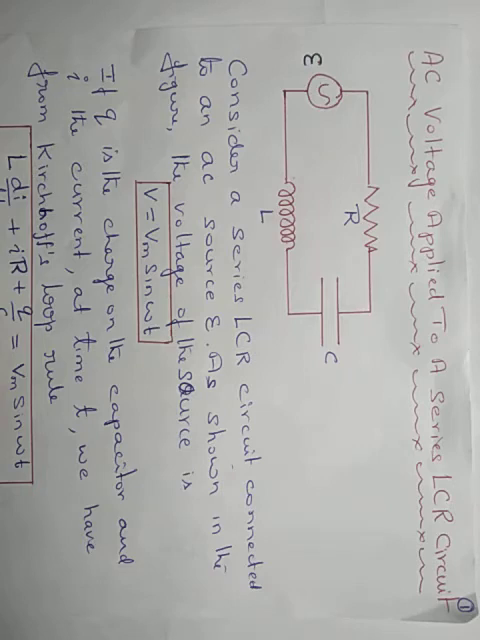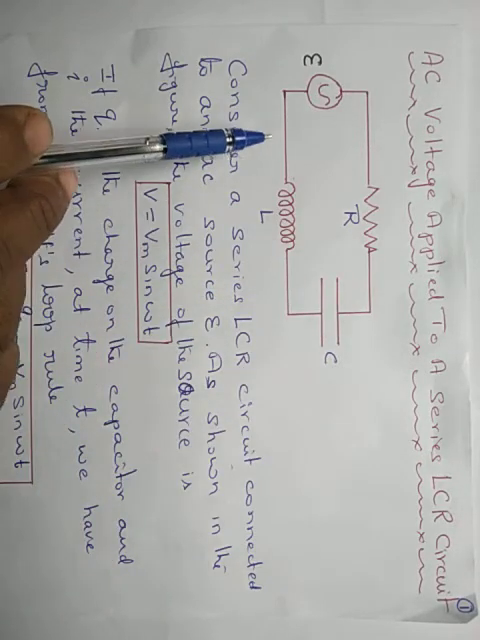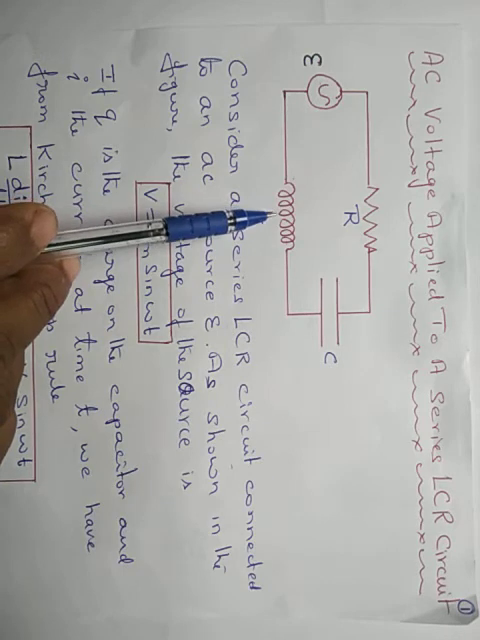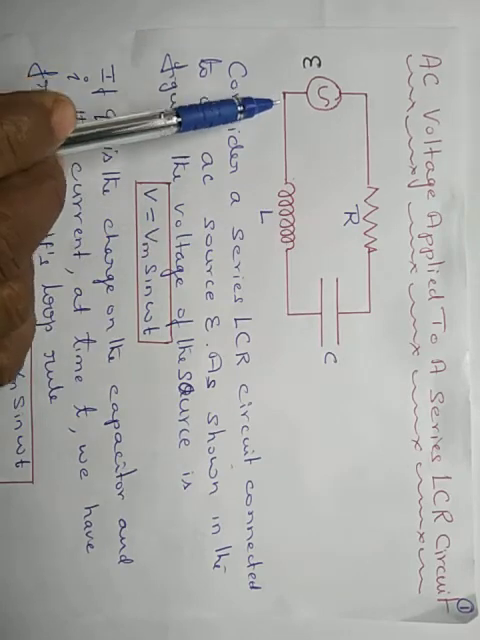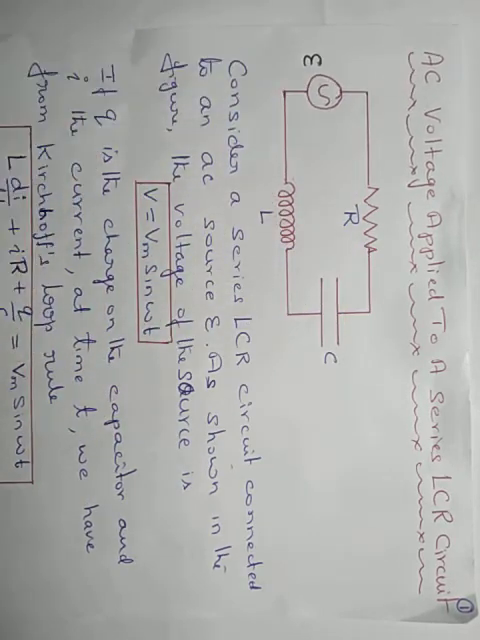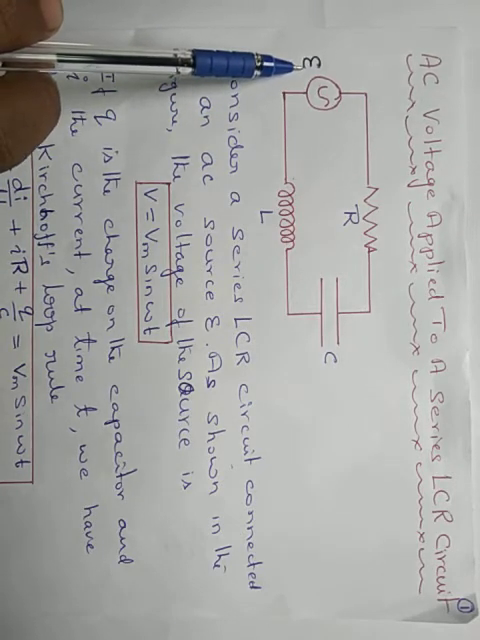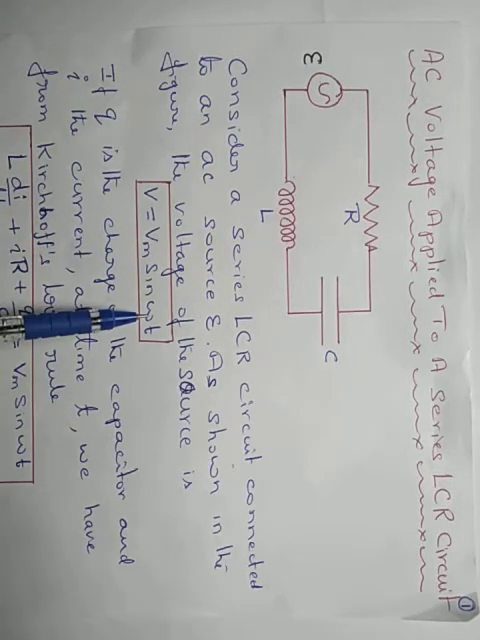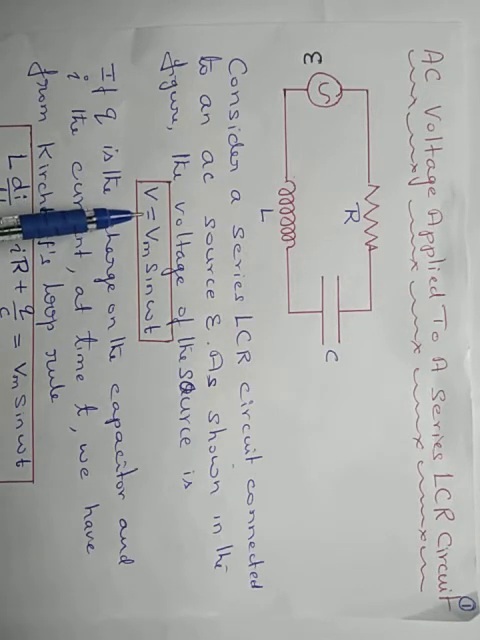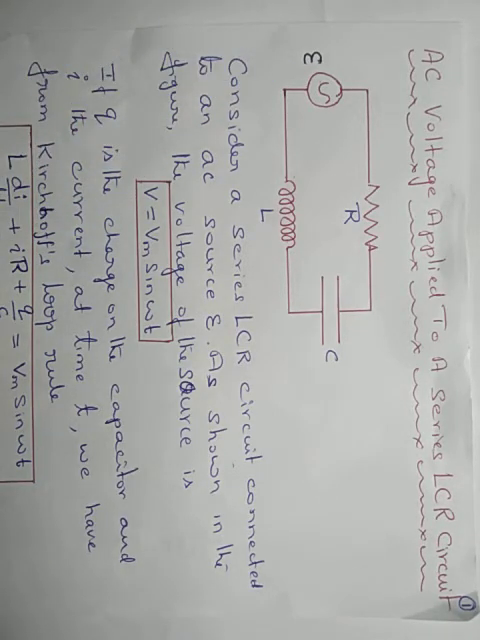Hello everyone. So let us study the AC voltage applied to a series LCR circuit. A series LCR means we have connected an inductor, a capacitor and a resistor in series with this AC source. Let the voltage due to this AC source be V equal to Vm sin omega t. So, this is the voltage due to the AC source.